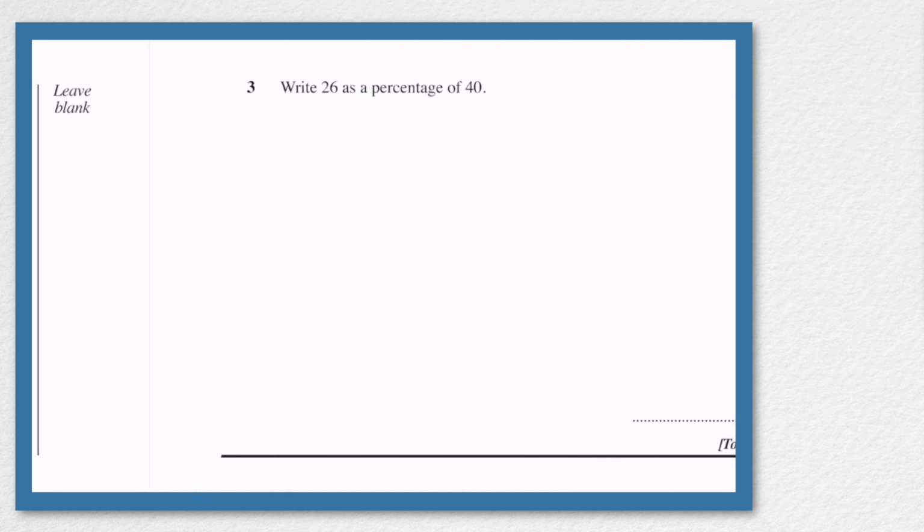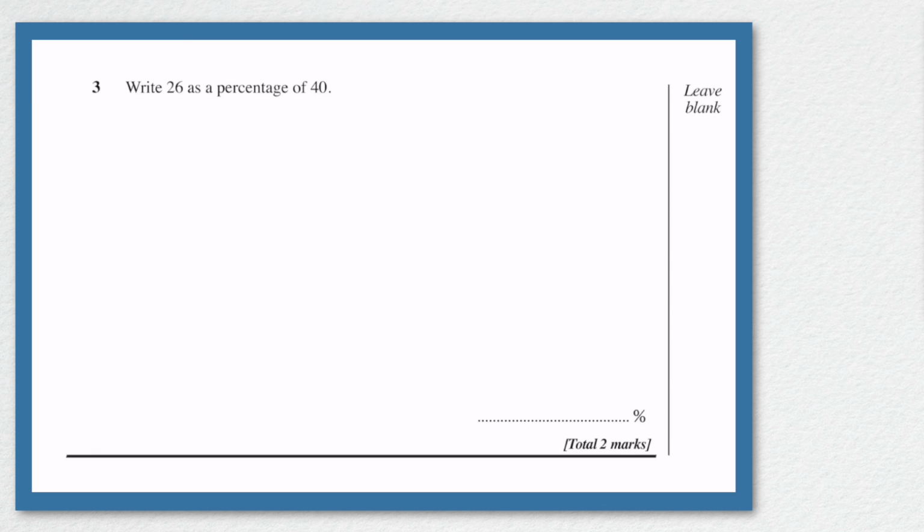Now for the third type of question. Write 26 as a percentage of 40. This type of question is very similar to the first question. We need to write the question as a fraction, then convert it to a fraction out of 100, and then that will give us the percentage. It's just that the numbers are slightly more challenging. So for starters, let's write this as a fraction. That's 26 over 40.